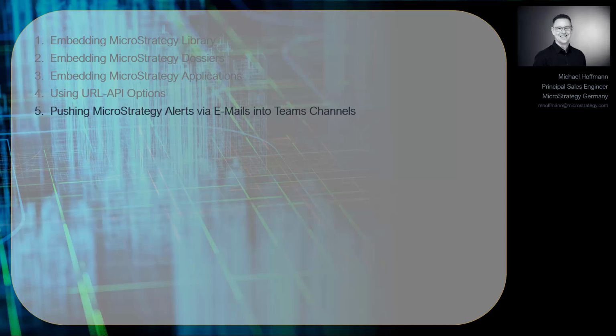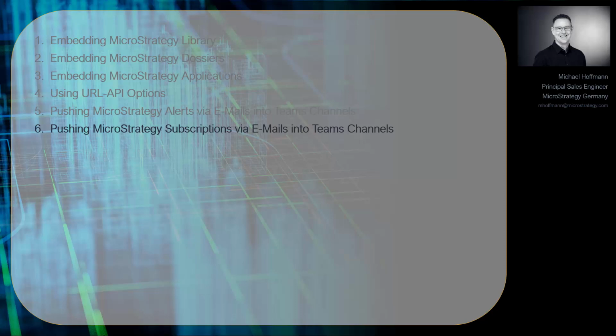A very nice approach is to set up a kind of inbox, an email inbox for a MS Teams channel. I will show you how you can set this up. And if you have this inbox for a Teams channel, you can use this in combination with MicroStrategy alerts and MicroStrategy distribution services in order to push alerts and subscription content via emails into Teams channels. This is a really smart approach, and I will show you how you can get access to this email address that is generated by MS Teams if you set up a Teams channel.